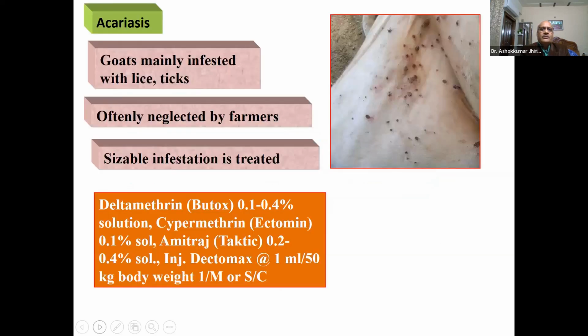Next one, ascariasis, again with different grades of infection, and you have a lot of options. But the most important thing is that this is being neglected by the farmers. So the better approach, whenever there is a sizable infection, is that the animal is sprayed with the ectoparasiticidal drugs available in the markets.